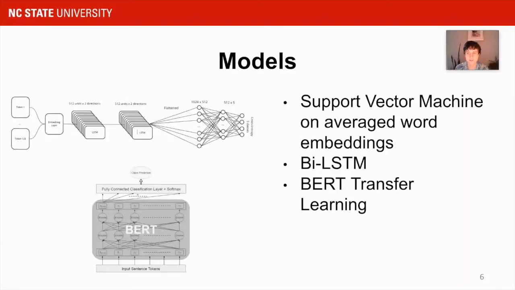So for our three models, we used the support vector machine on averaged word embeddings. And then we trained a bidirectional long short-term memory neural network, the architecture being on the left here. And then we also did some retraining of a BERT transformer from Google.